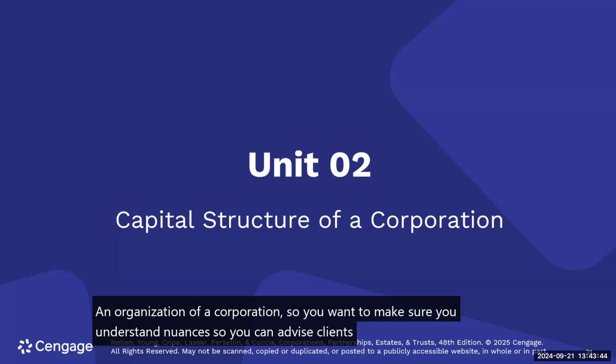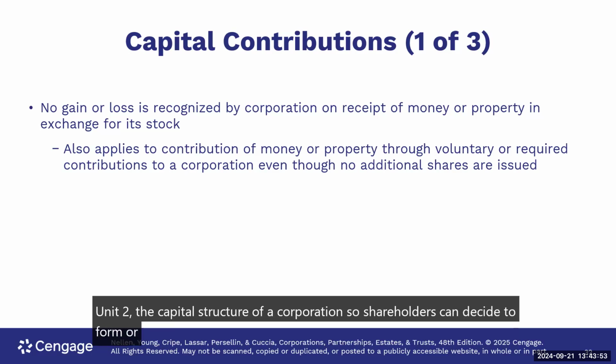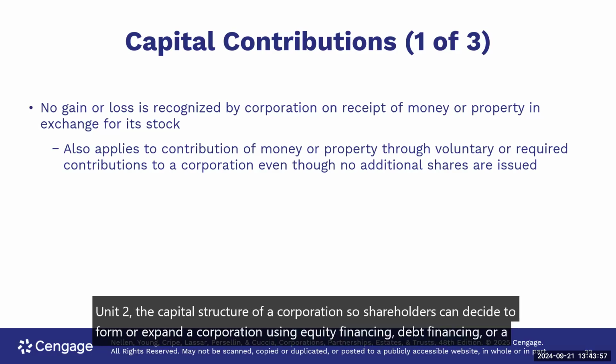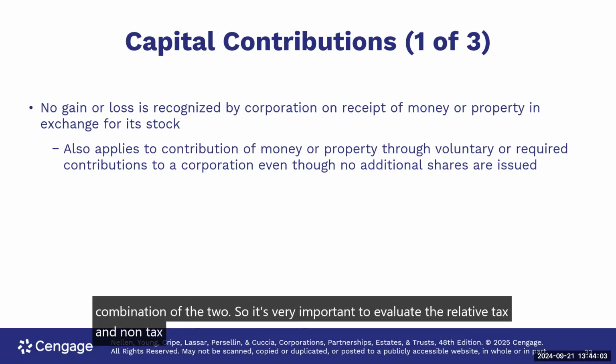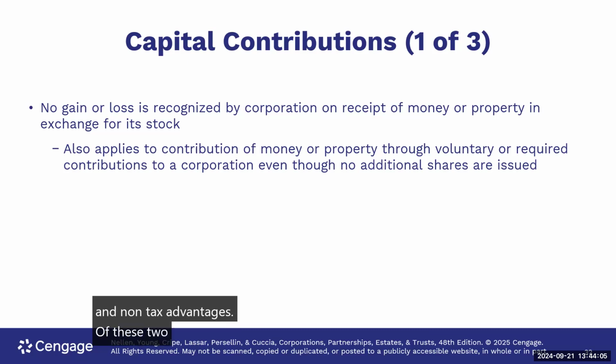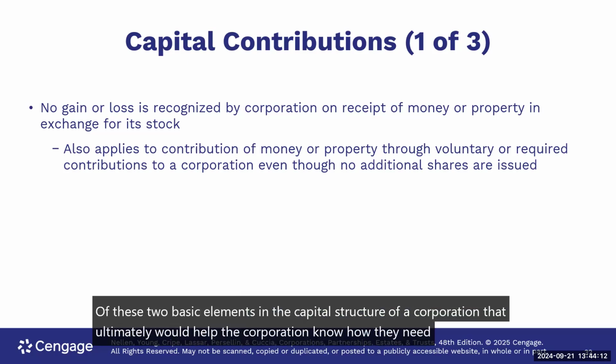So this brings us to Unit 2, the capital structure of a corporation. So shareholders can decide to form or expand a corporation using equity financing, debt financing, or a combination of the two. So it's very important to evaluate the relative tax and non-tax advantages of these two basic elements in the capital structure of a corporation that ultimately would help the corporation know how they need to finance their activities.